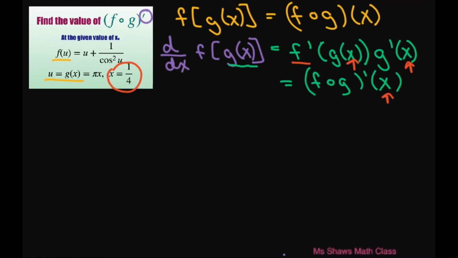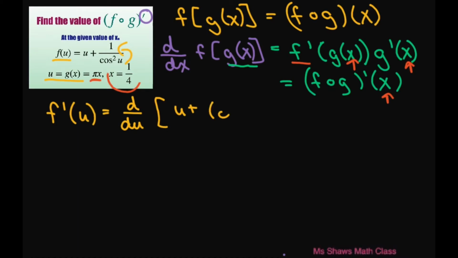We already have our g of x. That's just going to be pi divided by 4. So we're going to start with differentiating our u. F prime of u equals the derivative with respect to u. And I'm going to write this as u plus cosine of u to the power of -2.